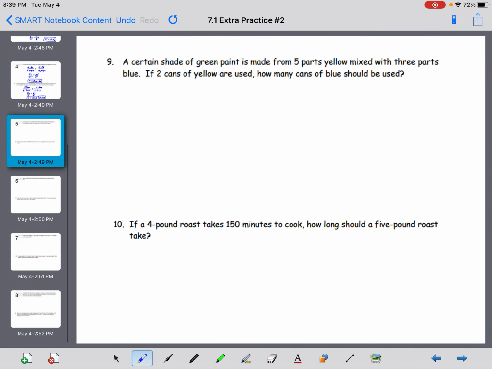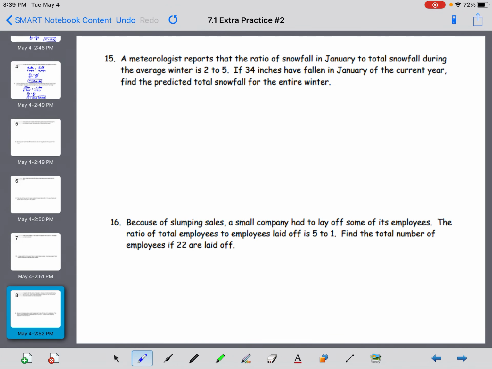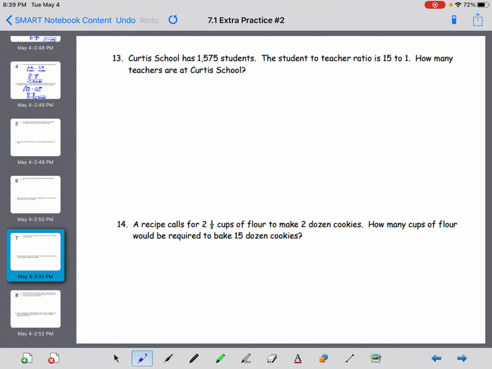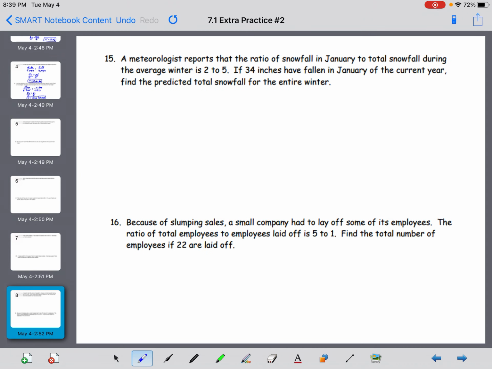Okay, this is the halfway mark because you have 16 questions. What I'm going to do is set up the next 4 for you. So 9 through 12 I'll set up. And then 13 through 16 you're on your own. I want you to show me what you can do on your own.